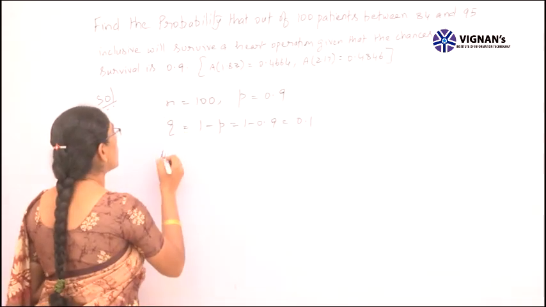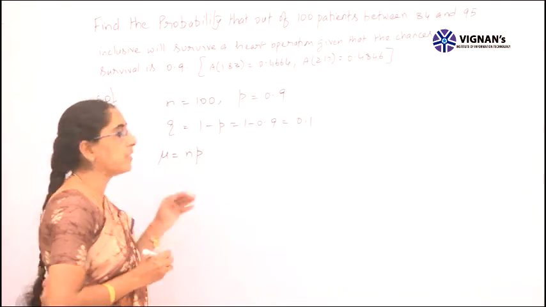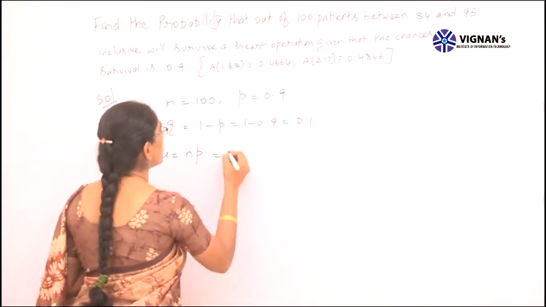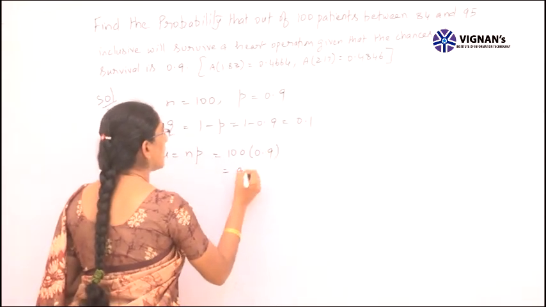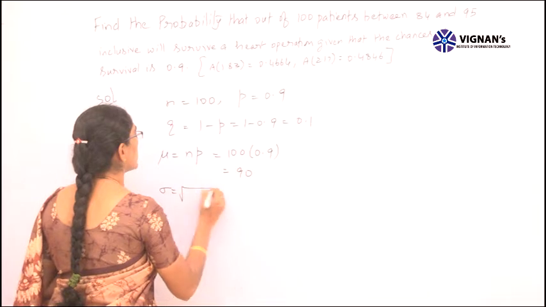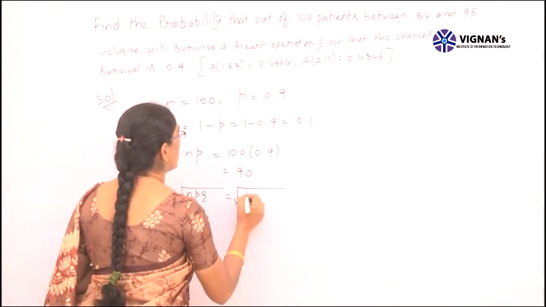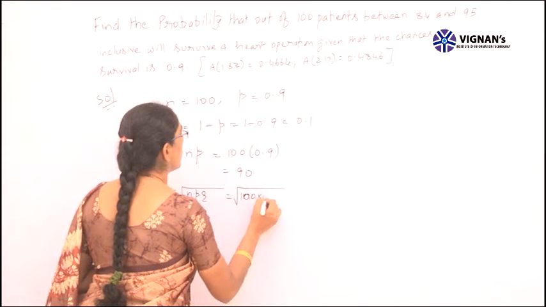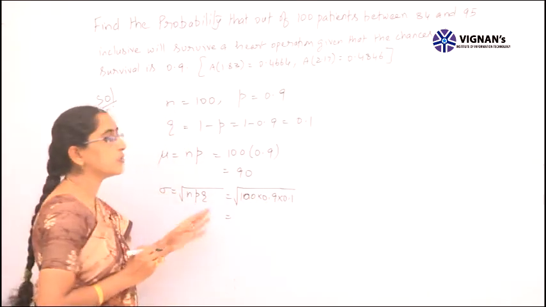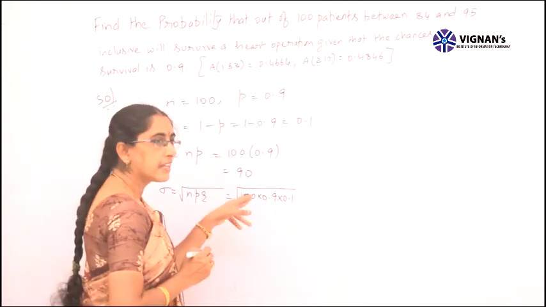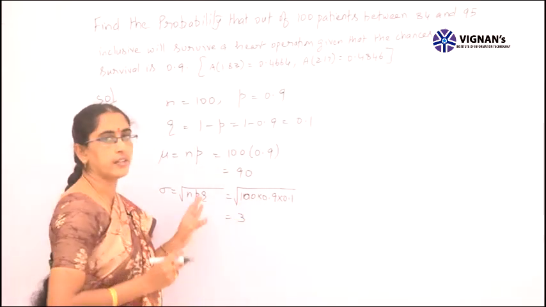Then, as we know, the mean of the normal distribution becomes the mean of the binomial distribution, that is 100 into 0.9, which is 90, and sigma is the square root of npq. That is 100 into 0.9 into 0.1. So 100 into 0.9 into 0.1 is 9, and that is 3. So the standard deviation is 3.